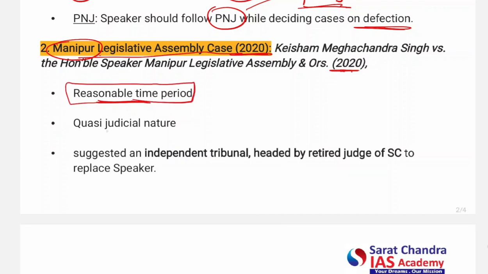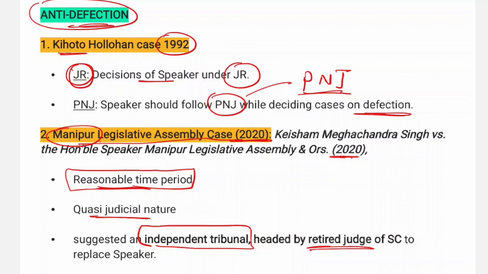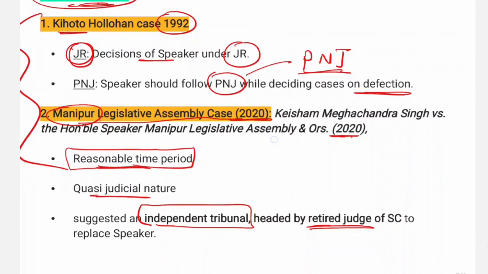The second thing it reiterated is that the role of the speaker in anti-defection law is quasi-judicial in nature. Hence, Supreme Court suggested replacing the role of the speaker with an independent tribunal headed by a retired judge of Supreme Court. Okay, so these are the two important cases related to anti-defection law that you can quote.